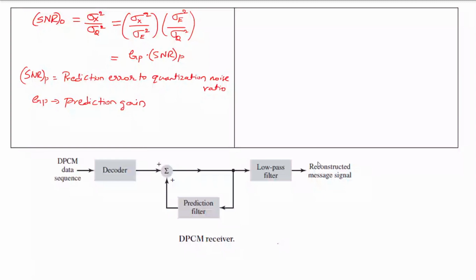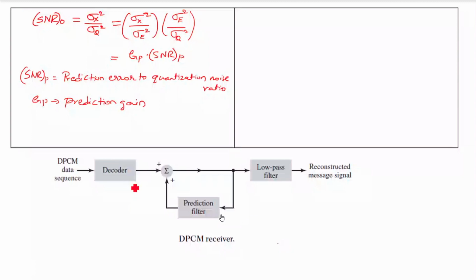So in DPCM, the incoming data sequence, as you can see from the transmitter, will be binary data, maybe in unipolar or polar form. The DPCM data in binary form will be passed to the decoder. The decoder will result in the error value. At the output of the decoder we get error samples, and the prediction filter is the same kind of filter we have used at the transmitter.